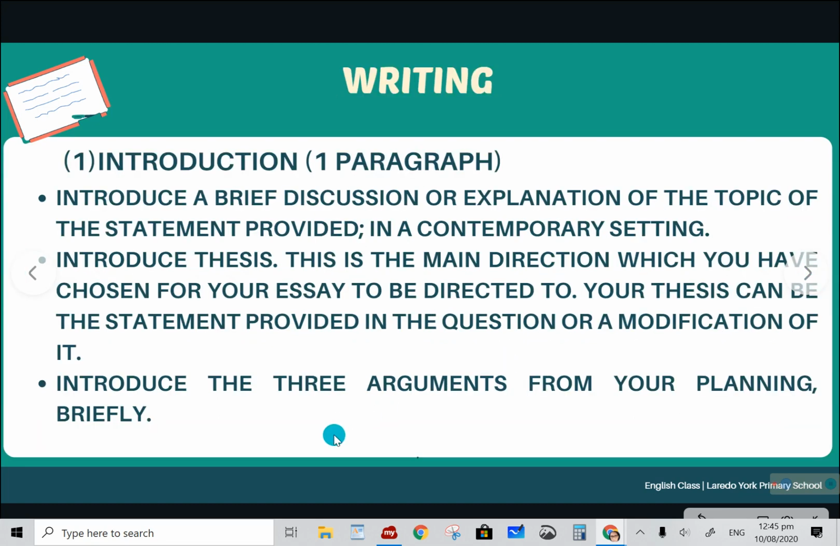So now we're moving on to writing. First aspect of writing, which a lot of students jump straight into, which you should not. You should actually do your planning first. First aspect of writing would be your introduction, which is 1 paragraph.